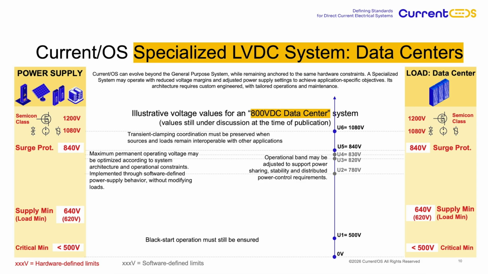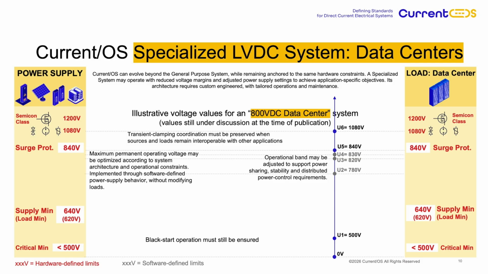However, in certain applications, it may be necessary to develop project-specific architectures. For these applications, Current OS has developed a specialized LVDC system. Current OS technical rules are then tailored to meet the precise technical objectives of each project. They are operated and maintained by dedicated and specifically trained teams.